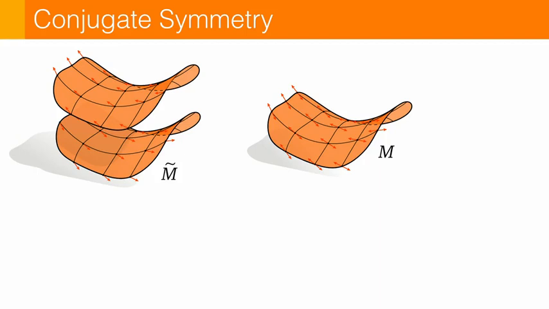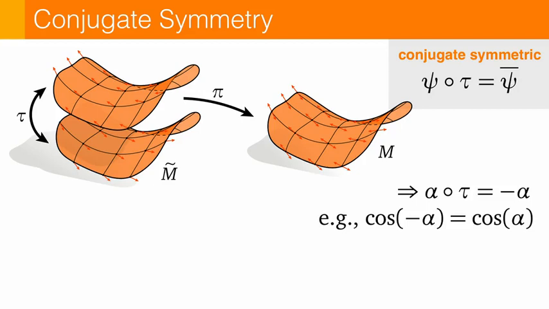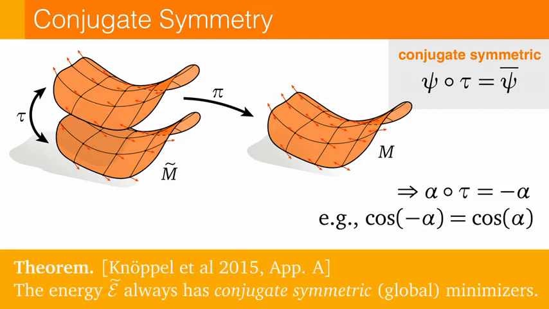And so we need some kind of compatibility condition on the coordinates we compute on the double cover. In particular, if tau is the sheet interchange map that takes us back and forth between two corresponding points on the double cover, and pi is the projection that takes both of those points back to the original point on the surface, we're going to say that a function psi is conjugate symmetric if composition with tau is the same as complex conjugation. And that condition is going to be enough to ensure that when we take the corresponding angle and plug it into an even periodic function like cosine, we now get a pattern on our surface that's globally continuous, so no seams or jumps. One very important theorem here that we prove in the appendix is that this energy E always has at least one conjugate symmetric minimizer. So basically, we don't lose anything by restricting optimization to conjugate symmetric functions.